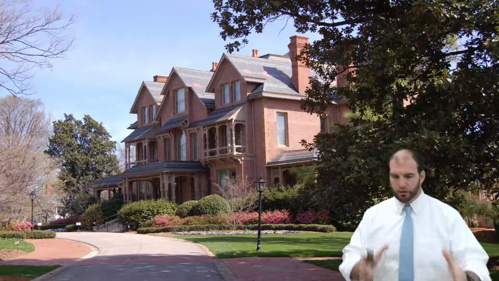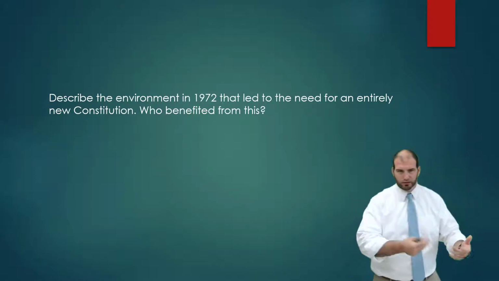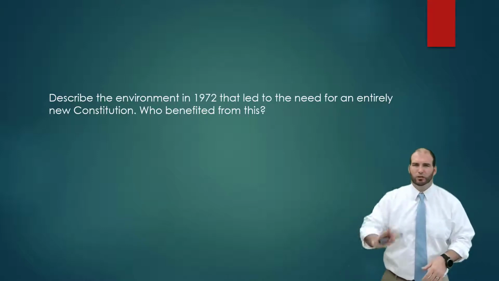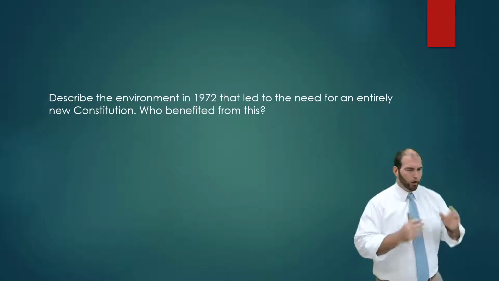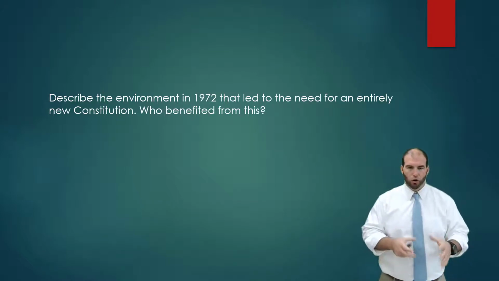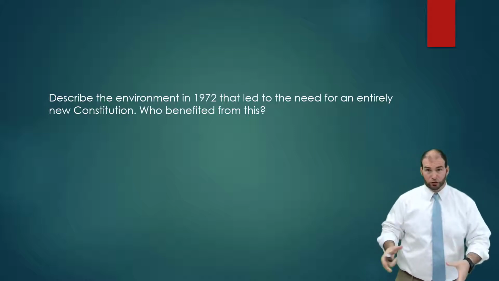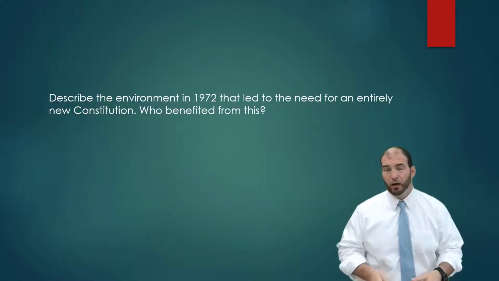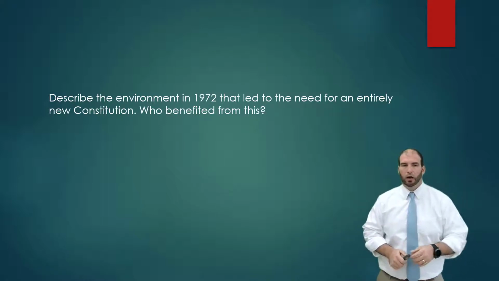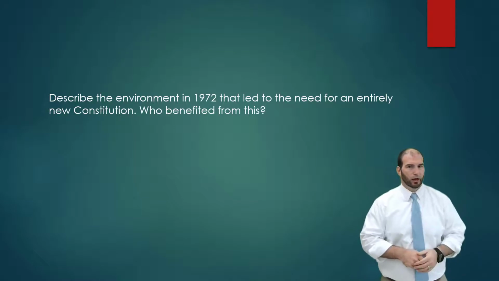So the question here is, describe the environment in 1970, 1971, 1972 that would have led to an entirely new constitution. Why did they just ball it all up and throw it away? What was the major issue? And who's the one that benefited from this new constitution, the same one we have today? It's basically North Carolina trying to right a wrong. Explain who benefited from it and why they had to start all over.